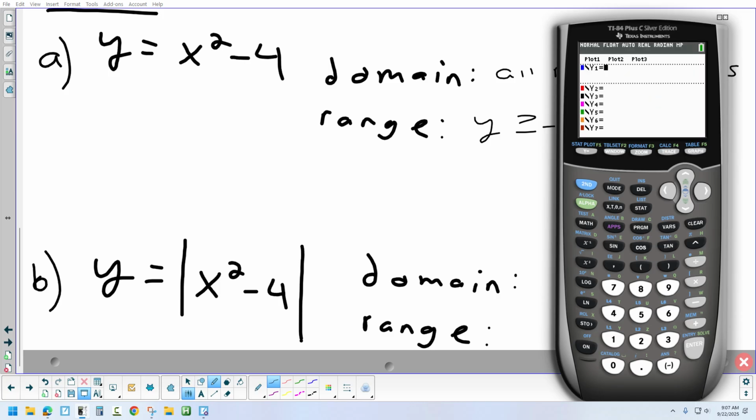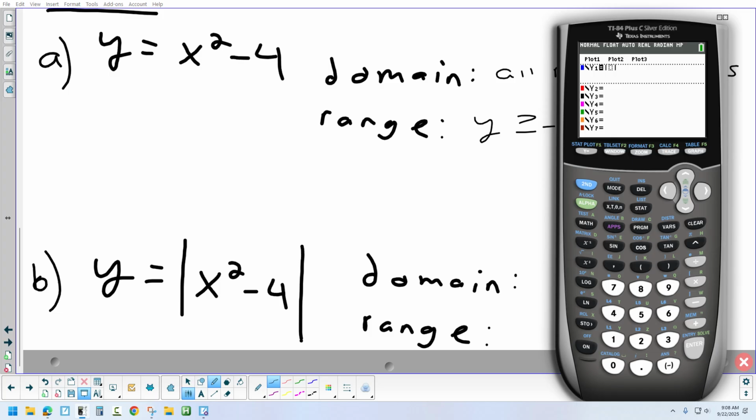And to type in absolute value bars, you press math, and then you're going to press the right arrow until you highlight the second menu over that says number. The first option in that menu is ABS. That stands for absolute value. So you press math, press the right arrow, and it's option 1. If you press that, you'll get a pair of absolute value bars on the screen.